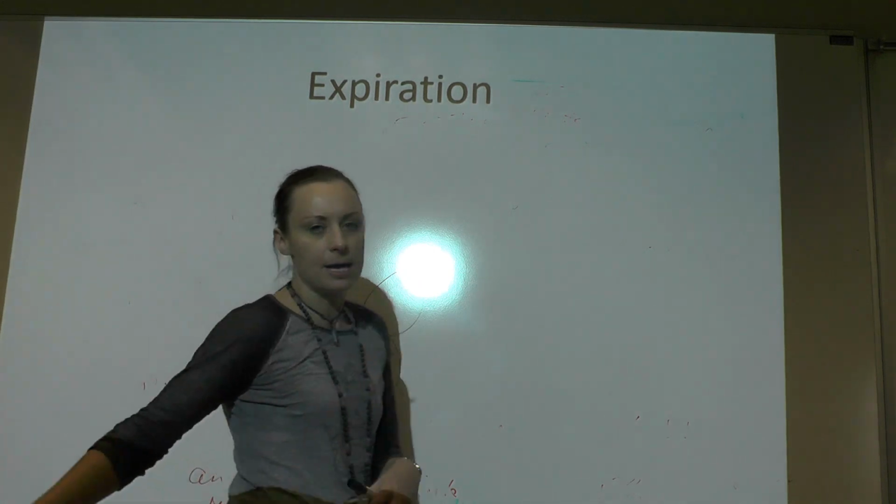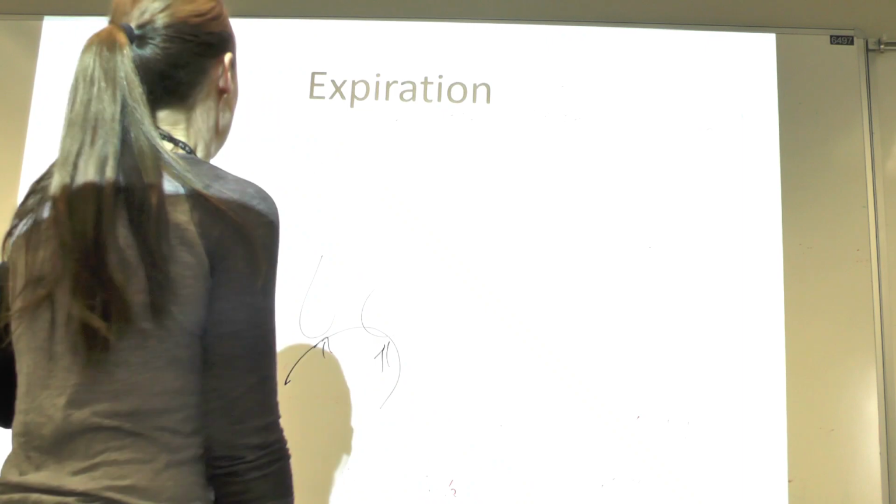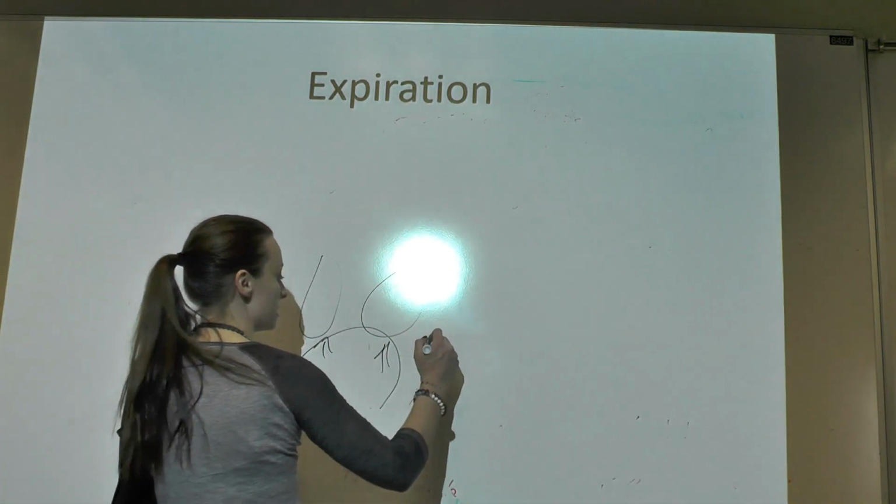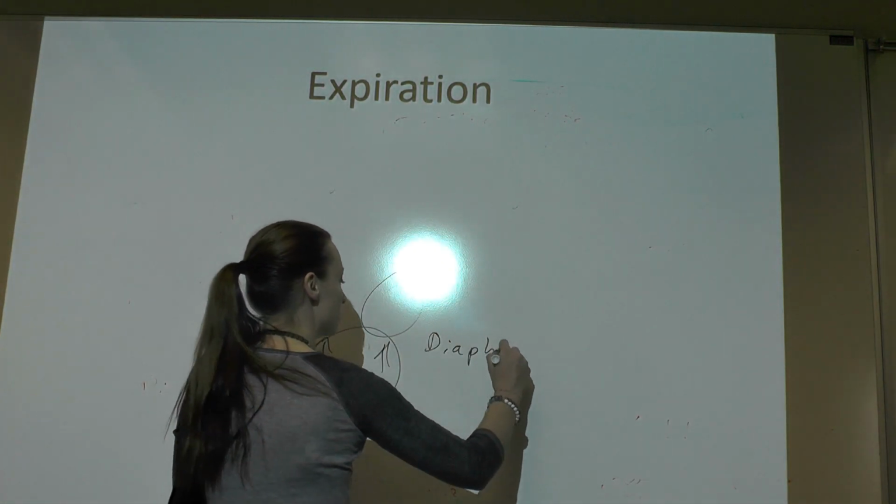What do you think that does to intrapulmonary volume? You're right, it decreases intrapulmonary volume, which is going to do what to intrapulmonary pressure? It's going to increase intrapulmonary pressure. And now intrapulmonary pressure will be greater than atmospheric pressure. And you'll breathe out because air will go from high pressure in the lungs to low pressure in the atmosphere, and that's expiration.